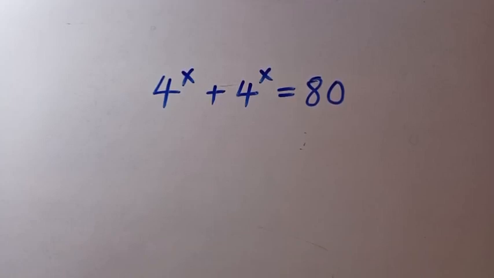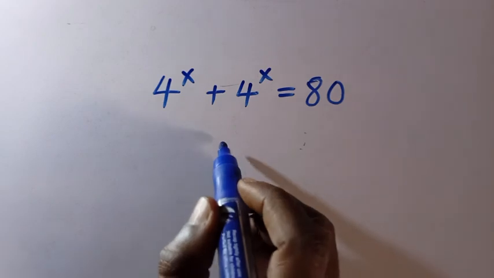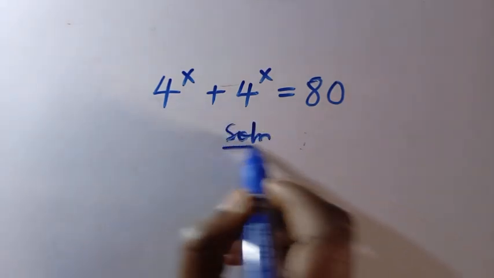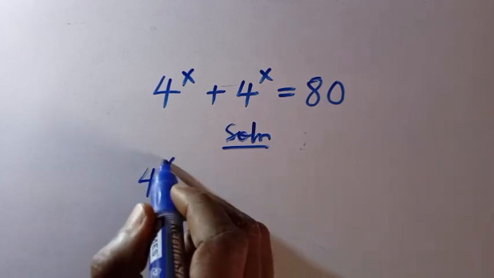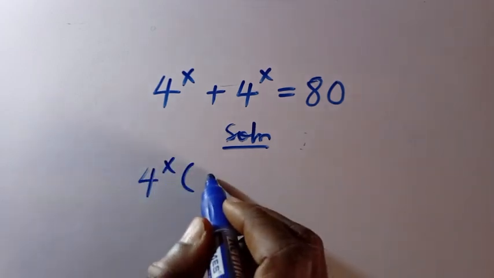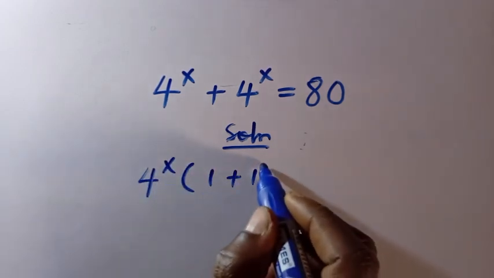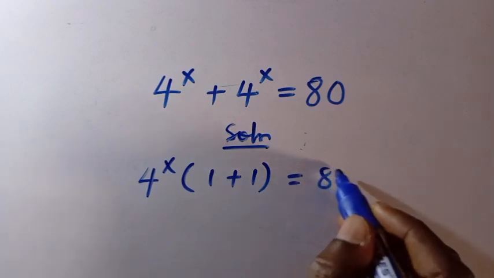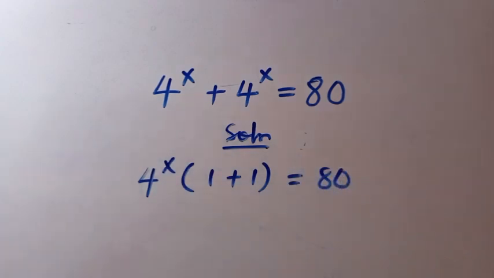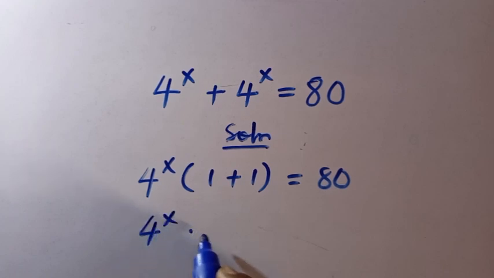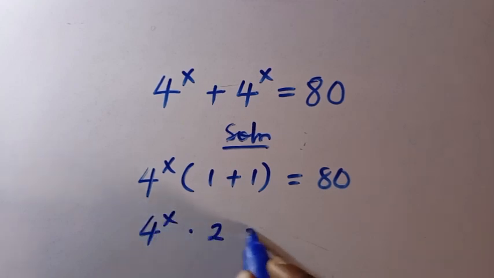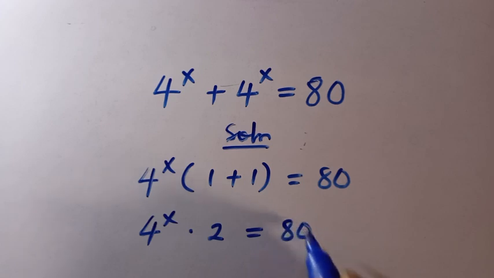How to solve this nice exponential equation: 4 power x plus 4 power x equals 80. So from here, we consider the solution. Then into here, we are going to factor out 4 power x. So here we have 1 plus 1 equals 80. Then we have this as 4 power x multiplied by 2 equals 80.